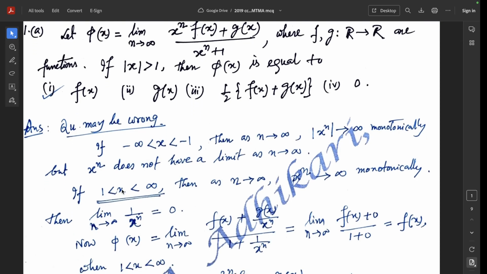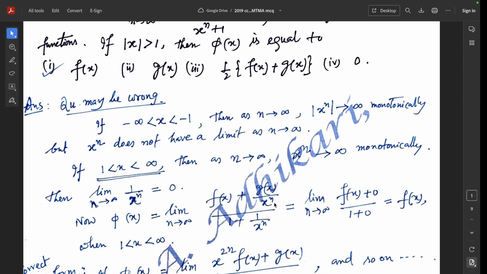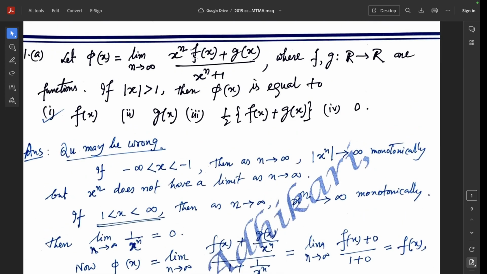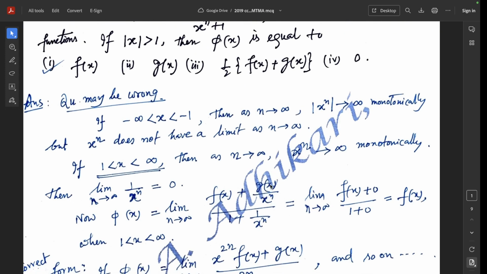If 1 less than x less than infinity, then as n tends to infinity, x to the power n tends to infinity monotonically. So obviously limit n tends to infinity 1 by x to the power n equals 0. Now phi x equals limit n tends to infinity of (f x plus g x by x to the power n) whole divided by 1 plus 1 by x to the power n. Dividing numerator and denominator by x to the power n, g x by x to the power n tends to 0 and 1 by x to the power n equals 0, so this is equal to f x.